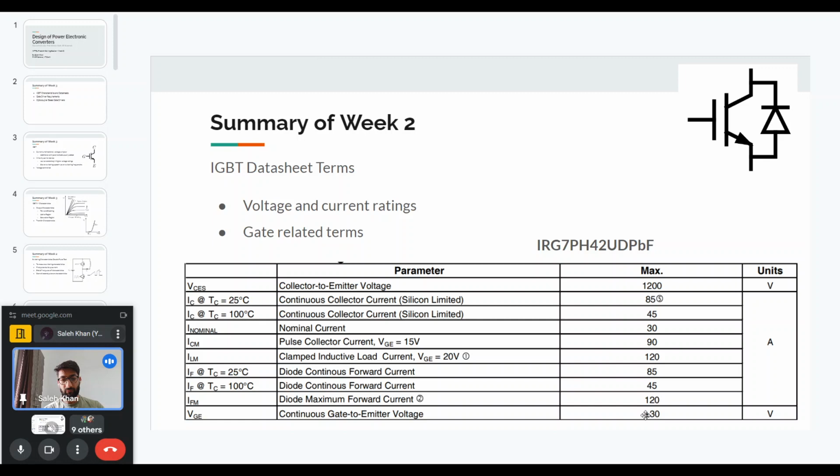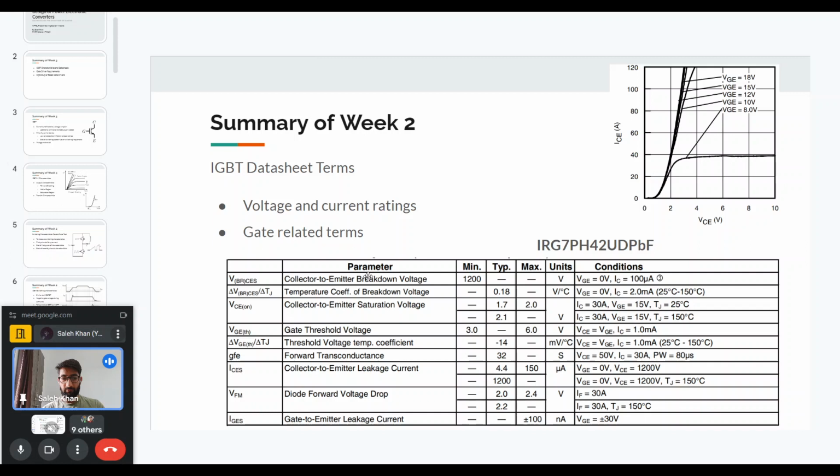Then we can also have the breakdown voltage and the temperature coefficient. So as the temperature changes, how does the breakdown voltage change? Usually it is not much. So if you see, it is 0.18 volt per degree centigrade. So after 100 degrees, if the temperature changes, then it will be 18 volts. The breakdown voltage will increase, which is not much compared to the 1200 volt. Then we also have the collector to emitter saturation voltage.